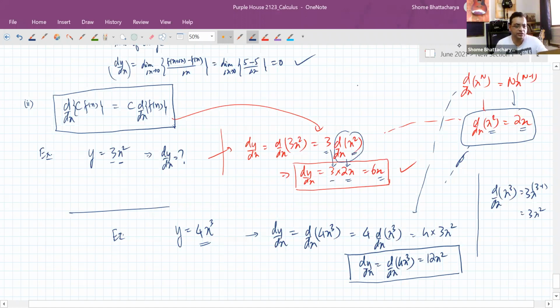Anyhow, so we have seen the most basic formula of differentiation today, which is the power rule, or differentiation of x to the power n. And along with that, we have seen these two properties: that differentiation of a constant is 0, and differentiation of a constant multiplied by a function is equal to constant into differentiation of the function.